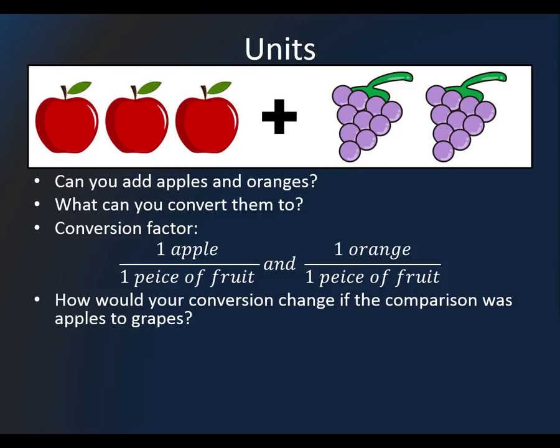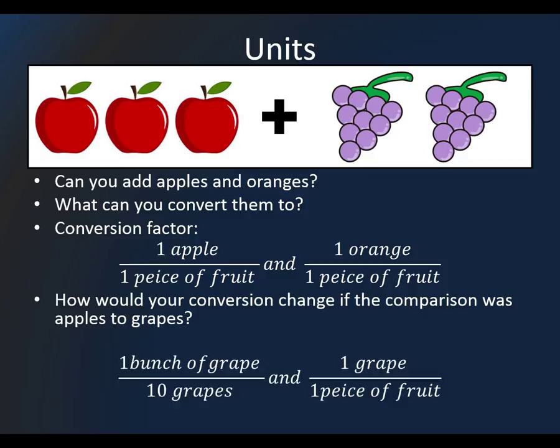But the problem we have here is that our bunches of grapes are made up of individual pieces of fruit. Each little grape here, 1, 2, 3, 4, 5, 6, 7, 8, 9, 10 individual grapes in each bunch of grapes. So we know that every bunch of grapes has 10 grapes in this picture. And we know that 1 grape is equal to 1 piece of fruit.